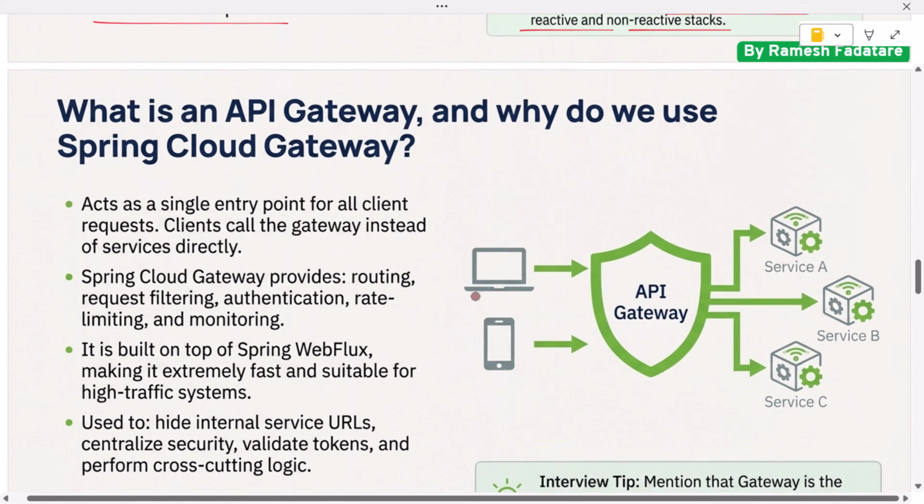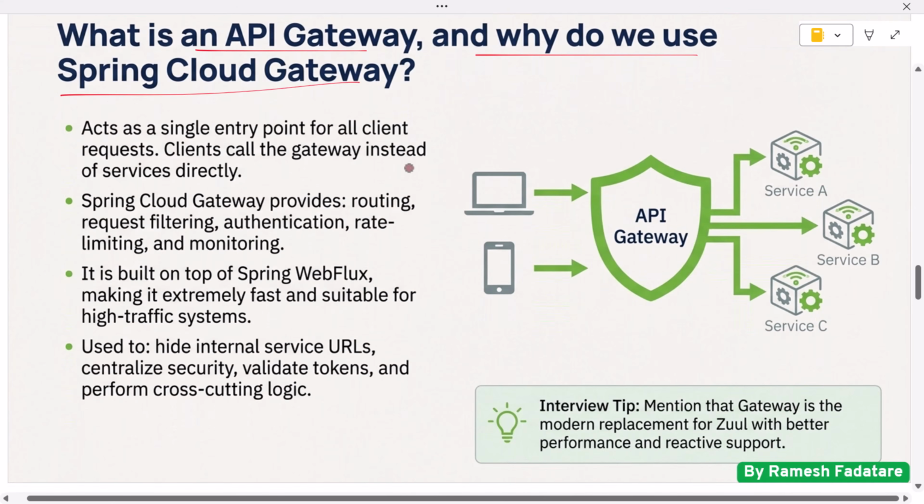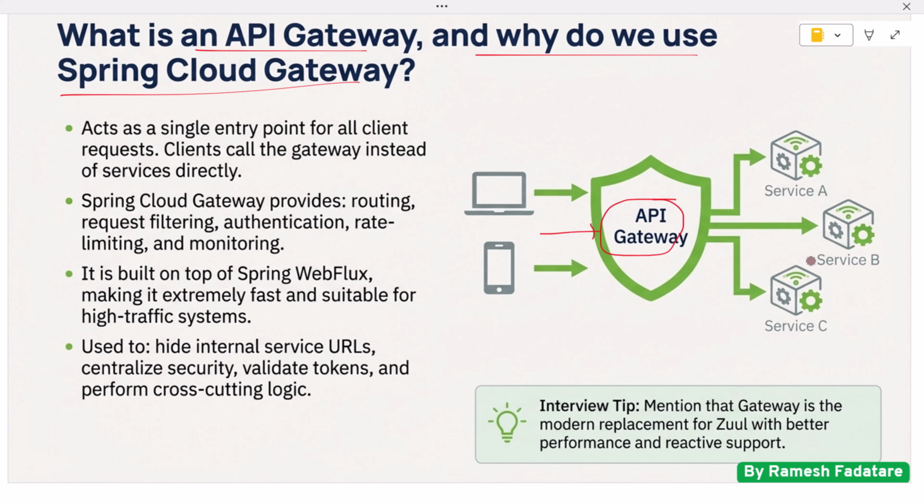Next question, what is an API gateway and why do we use Spring Cloud Gateway? An API gateway acts as a single entry point for all client requests in a microservice architecture. Instead of clients calling services directly, they call the gateway. Spring Cloud Gateway provides routing, request filtering, authentication, rate limiting, and monitoring in one place. It is built on top of Spring WebFlux, making it extremely fast and suitable for high-traffic systems.